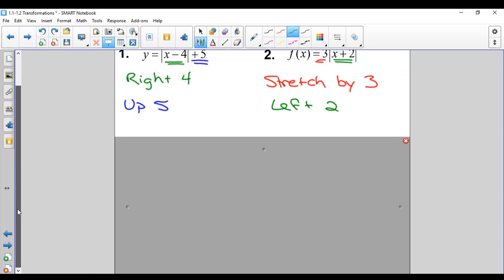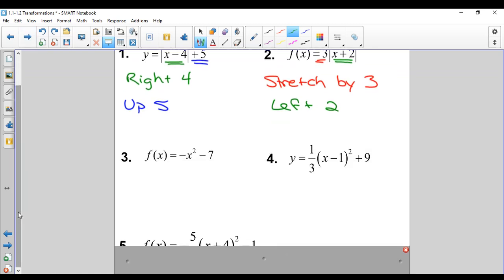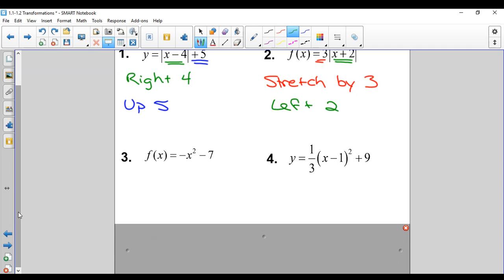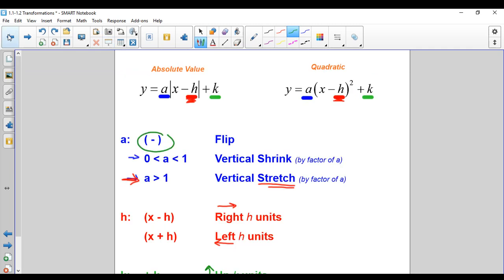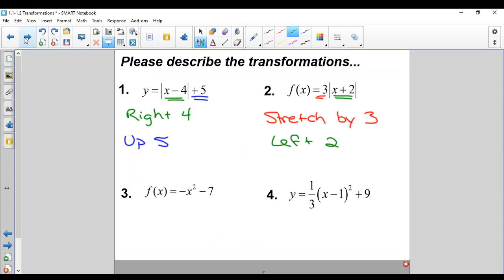Let's run through these last 3, just more examples. Now this one, I have a negative out front. If you recall from that last slide, a negative out front, all it does is flip it. That's all it does. So we go ahead, we just say it flips.